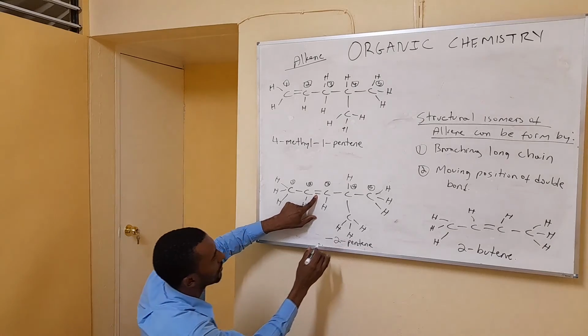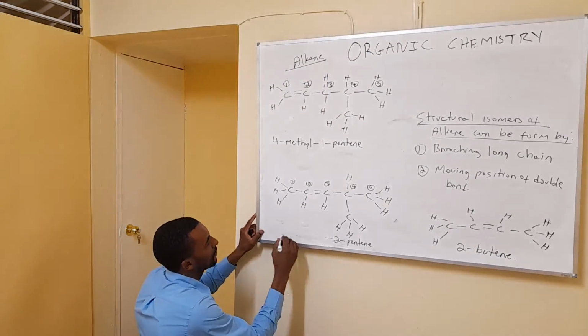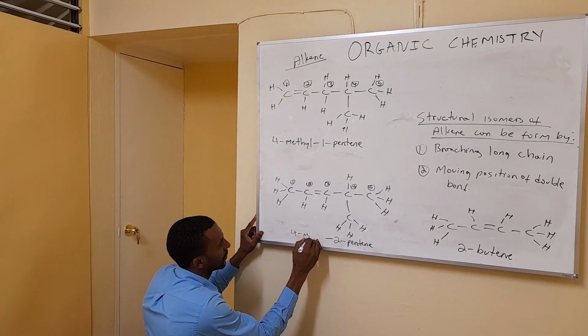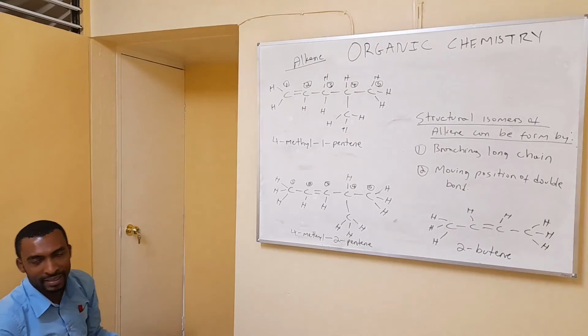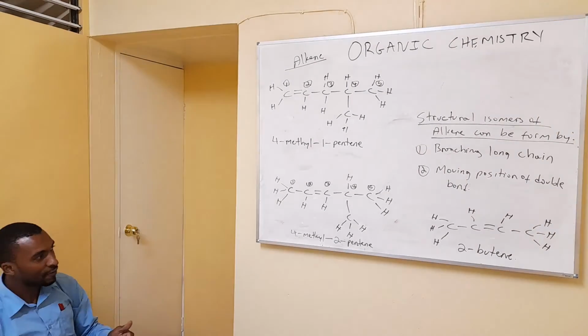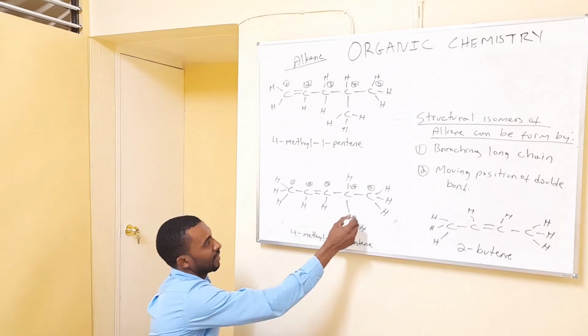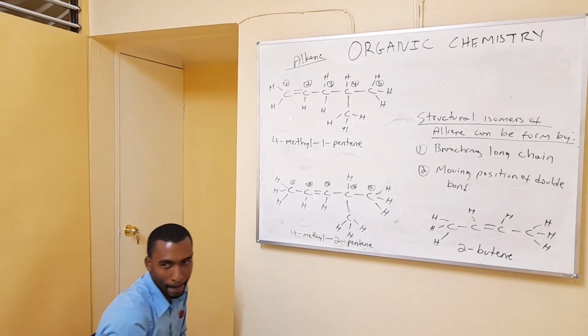What will be the first part of the name? Still 4, so 4-methyl-2-pentene, right? And it's an isomer. So both these compounds are isomers. Why 4? Because the branch is on carbon number 4.